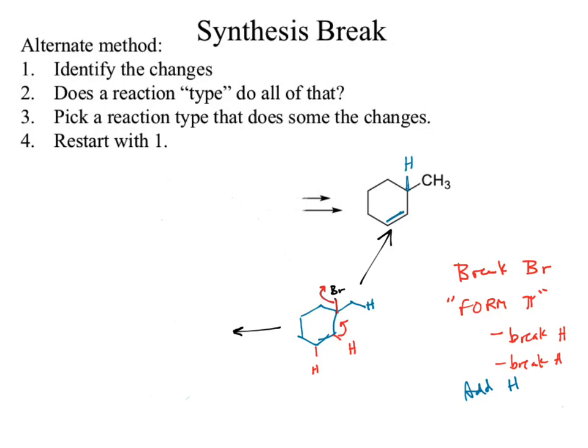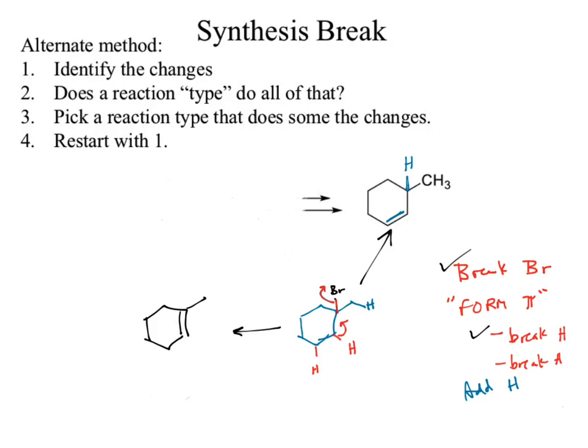Form one. I can form a pi bond, and I have done what type of reaction? An elimination. This has done a couple things for me. That broke the bromine off. I needed to do that. And that broke a hydrogen off. Okay? Didn't get it all done, but at least got some of the things done.